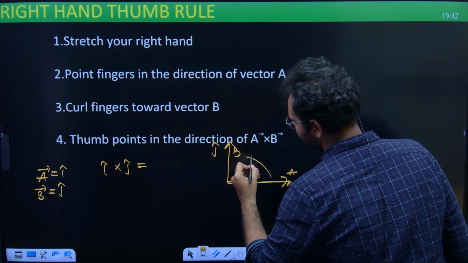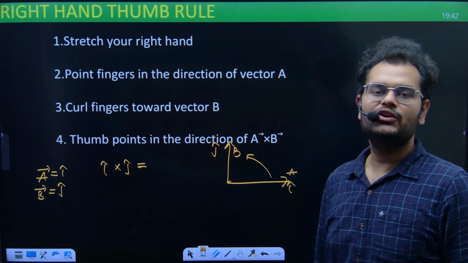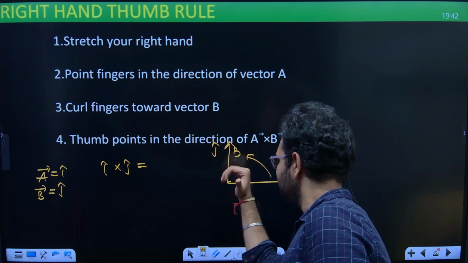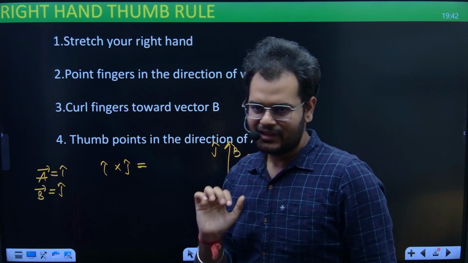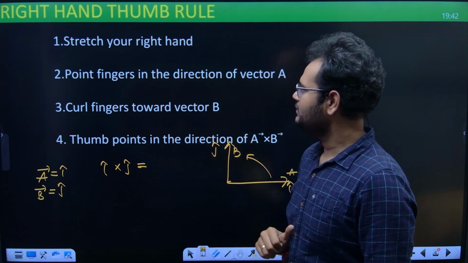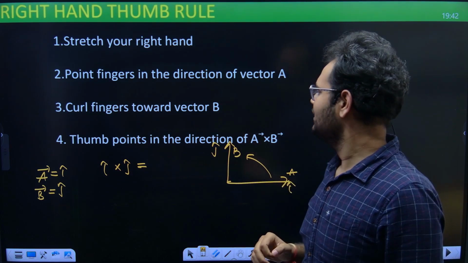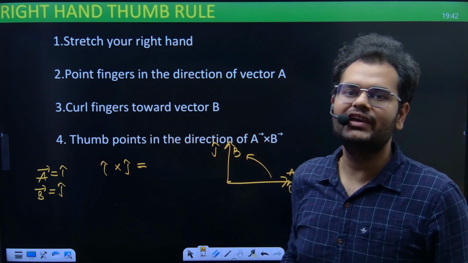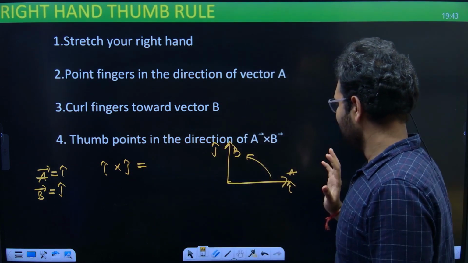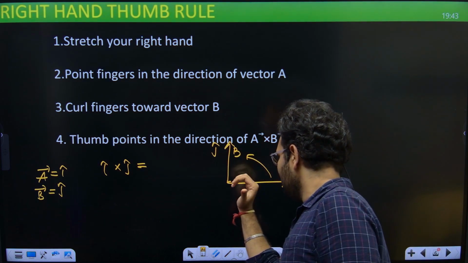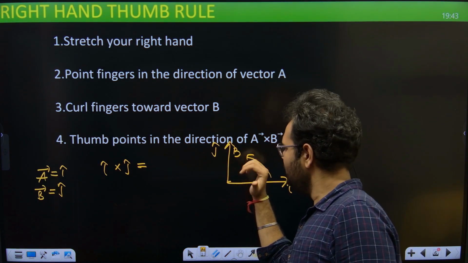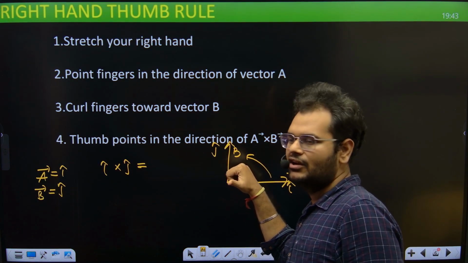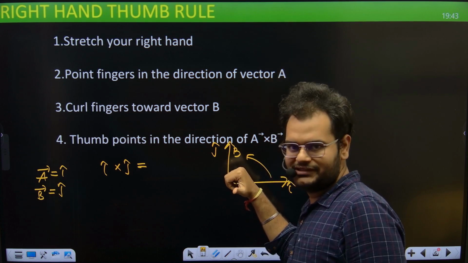So just in this direction I am saying you to curl your fingers. Yes sir, we can curl the fingers from A to B. Done? After curling your fingers, the thumb points in the direction of A cross B. You tell me one thing: if I go A cross B, where is your thumb pointing? Outward or inward? Sir, outward, towards you, right?